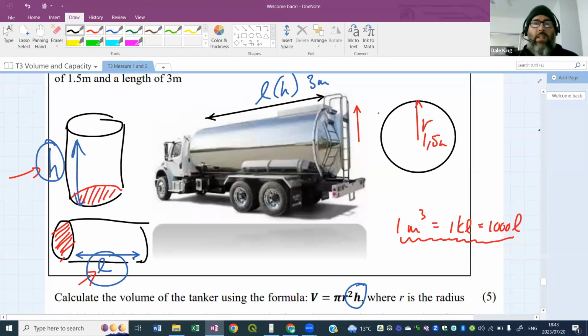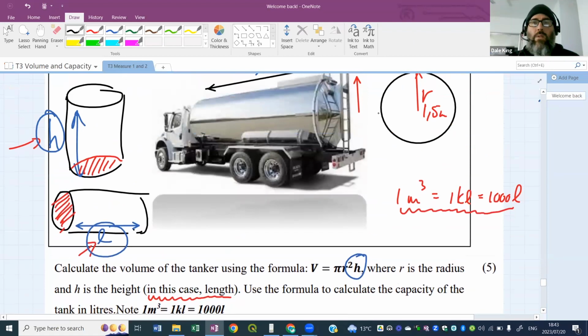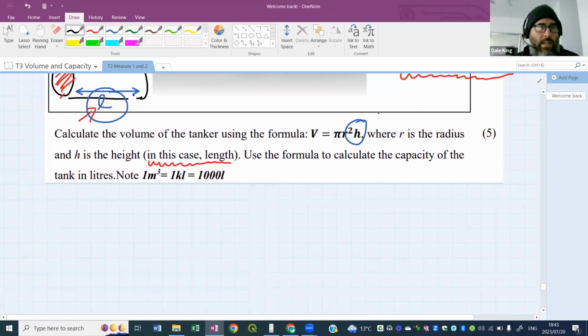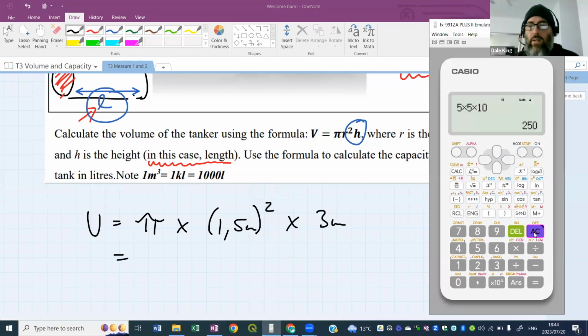All right, let's have a look. First, we need to calculate volume, and then we need to change it to capacity. Okay, so the radius is 1,5. The height, in this case length, is 3. So volume is equal to pi, we're going to say 3,142 for that, times the radius, which is, I love using brackets, 1,5. That must be squared. And the height they say here is 3 meters. All right, so put my units in there. I need to work this out on a calculator.